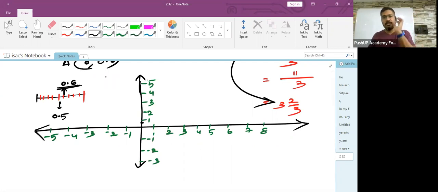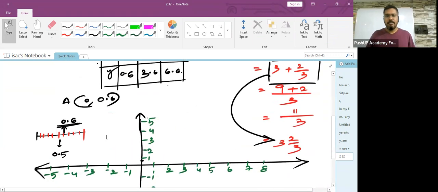First, you got 2 by 3, which is 0.66666, a non-terminating decimal number. Since we cannot plot a non-terminating decimal number on the graph paper, we thought of approximating it, rounding it off to 1 decimal place, isn't it? And hence we got 0.6. And we all know where 0.6 will come. After 0.5, one more step ahead, you will get 0.6. All right. Understood?